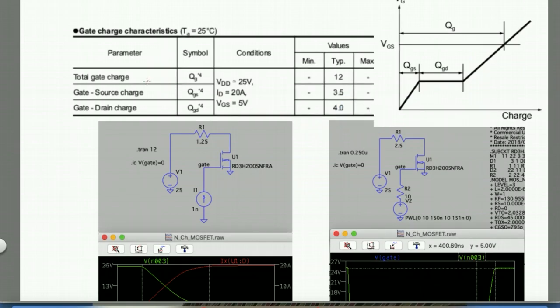Gate charge characteristics are specified at VDD of 25 volt, drain current of 20 amps, gate source voltage of 5 volt. Total gate charge QG, which is marked here, for the gate source voltage to go from 0 volt to 5 volt is typical 12 nanocoulombs. Gate source charge QGS is 3.5 nanocoulombs. Gate drain charge QGD is 4 nanocoulombs. Here the units have been hidden by this snapshot.